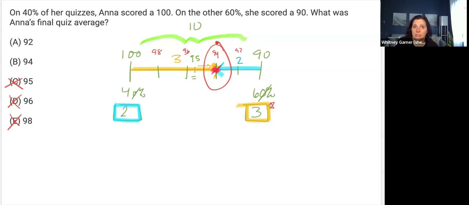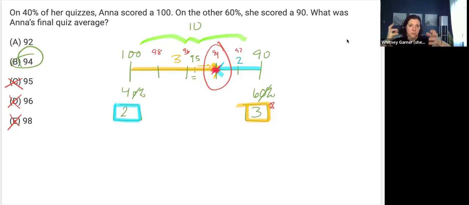You might have also been able to estimate this because I know that the tests where she got a 90 are stronger, but they're not so much stronger than the tests where she got 100, that they're pulling the average all the way down to 92. There'd have to be a much stronger weight there. It's only a 3 to 2. They're only slightly more heavily weighted. They're about 50% more heavily weighted than the hundreds. And so a good guess would even be something closer to, say, 94. But we can get there mathematically as well.